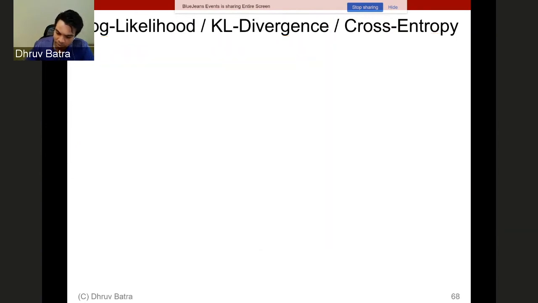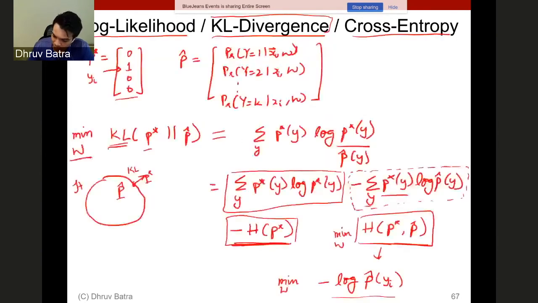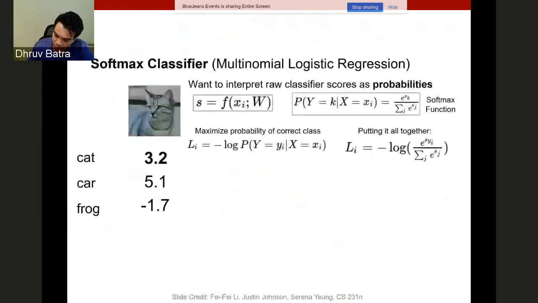Okay, so this is the connection between log likelihood, KL divergence, and cross entropy. Let's return back. So that's why we implement this loss function. That's why there's a negative here. And let's just work through this loss function as we have with the other loss function.